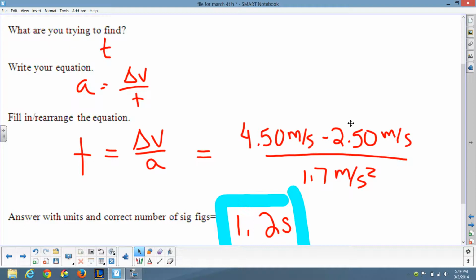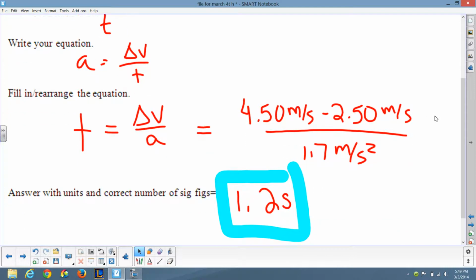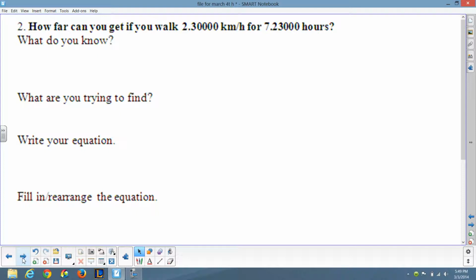I plug in my numbers. 4.5 minus 2.5 meters per second divided by 1.7. Everything cancels except for the second. One of the seconds down here is a denominator of a denominator, so it becomes a numerator. 1.2 seconds. Next problem. How far can you get if you walk 2.3 kilometers per hour for 7.23 hours?